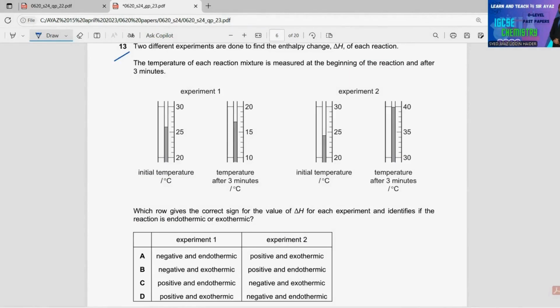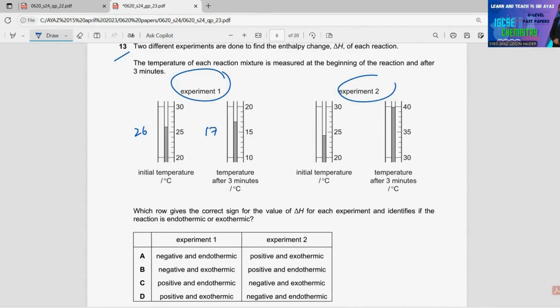MCQ number 13. Two different experiments are done to find the enthalpy change delta H of each reaction. The temperature of each reaction mixture is measured at the beginning of the reaction and after 3 minutes. So here we are having experiment 1 and experiment 2. This is initial and final temperatures. That's temperature after 3 minutes for each experiment. Which row gives the correct sign for the value of delta H for each experiment and identifies if the reaction is endothermic or exothermic? So in experiment 1, the initial temperature is 26 degrees centigrade. And the temperature decreases, that is reaches to 16, 17 degrees centigrade, which means temperature has dropped.